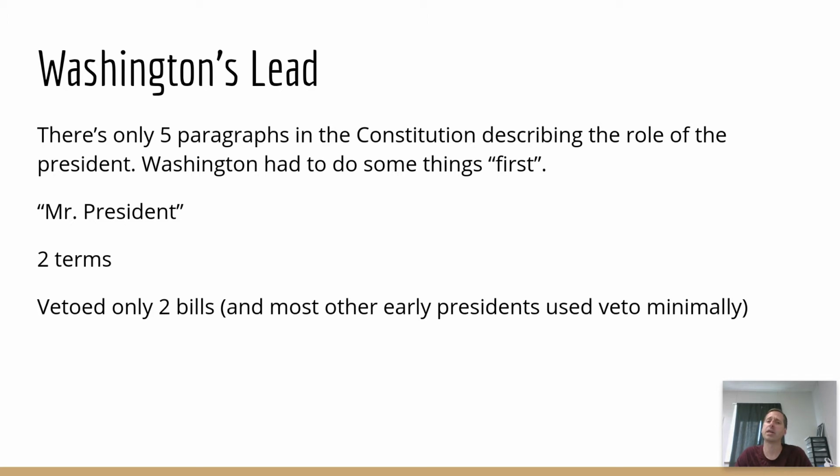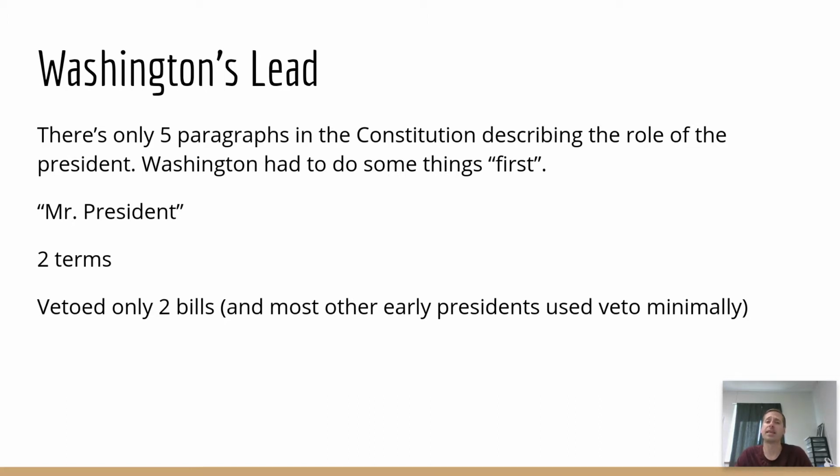That he limited himself to 2 terms and how that was the tradition or custom. 2 terms, even though it wasn't in the Constitution until the 22nd Amendment, which limited the president to 2 terms, went into effect. Sorry, it was 1948, I believe.